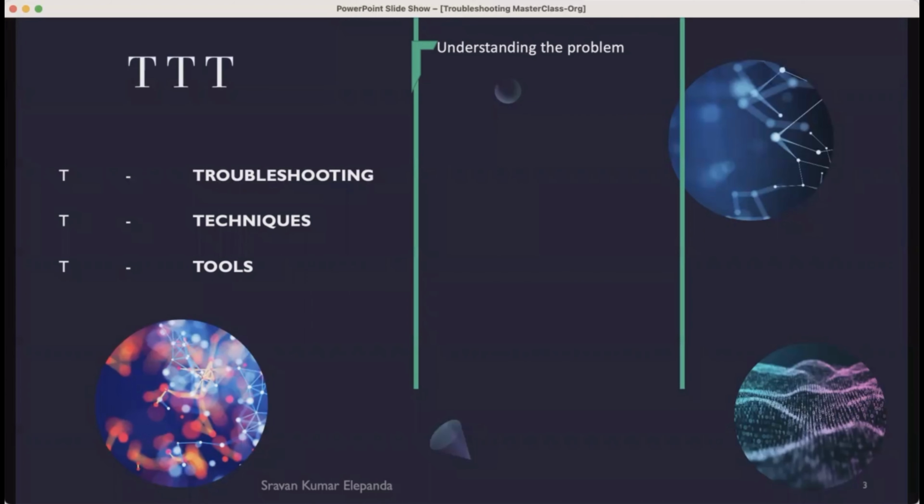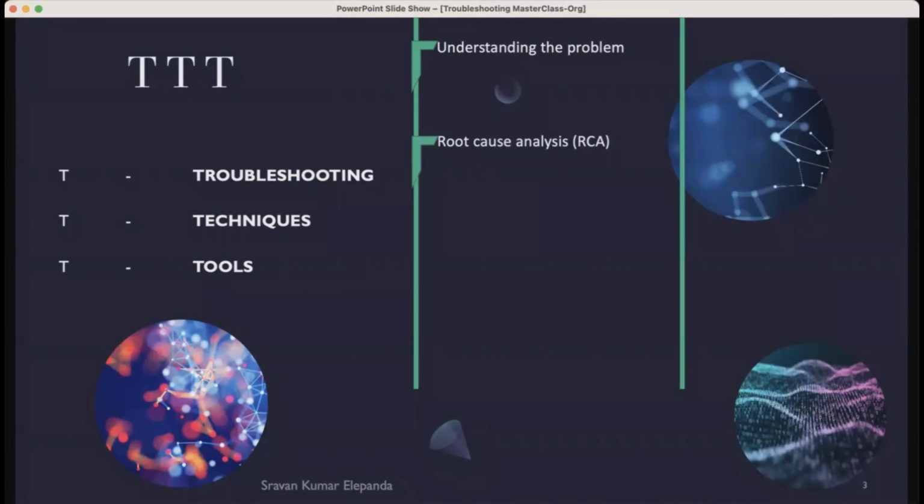How do you do that? By looking at the symptoms of the problem and gathering appropriate relevant information, and then coming to a certain identity of what could be a possible problem statement. I'm going to explain in much more depth how understanding the problem is a little different from looking at an issue to fix it. So this is the first and foremost technique that comes into place while troubleshooting.